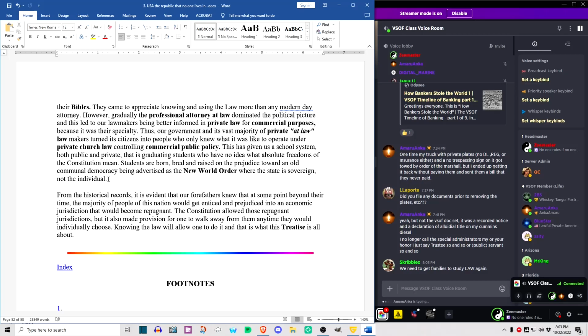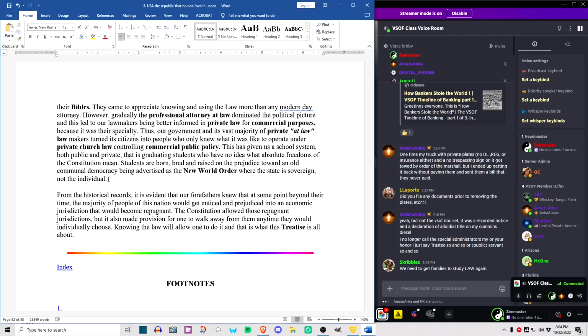So students are born, bred and raised on the prejudice toward an old communal democracy being advertised as the new world order, where the state is sovereign, not the individual. From the historical records, it is evident that our forefathers knew at some point beyond their time the majority of people of this nation would get enticed and prejudiced into an economic jurisdiction that would become repugnant.